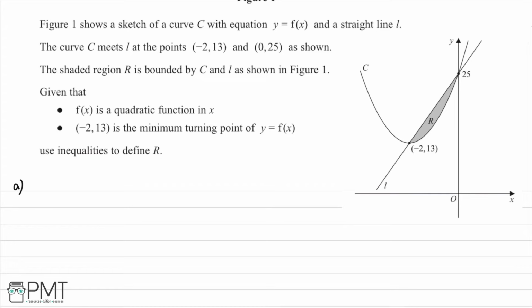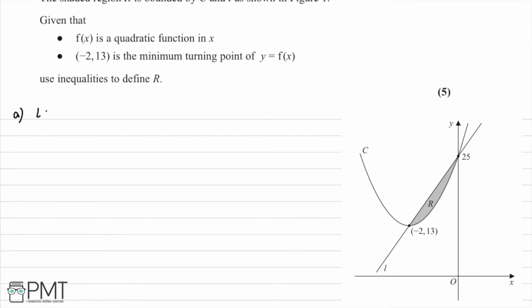And we're told that f of x is a quadratic function in x, so this means it will have up to an x squared term. And then we're told that (-2, 13) is the minimum turning point of said quadratic function. And we're asked to use inequalities to define R. So to begin, we're going to take a look at the line L.